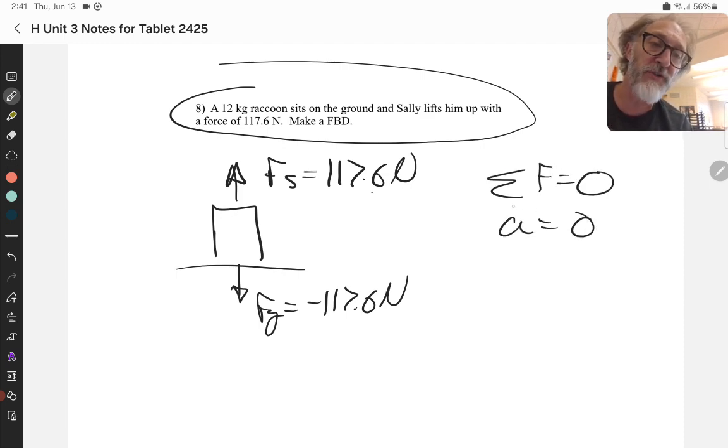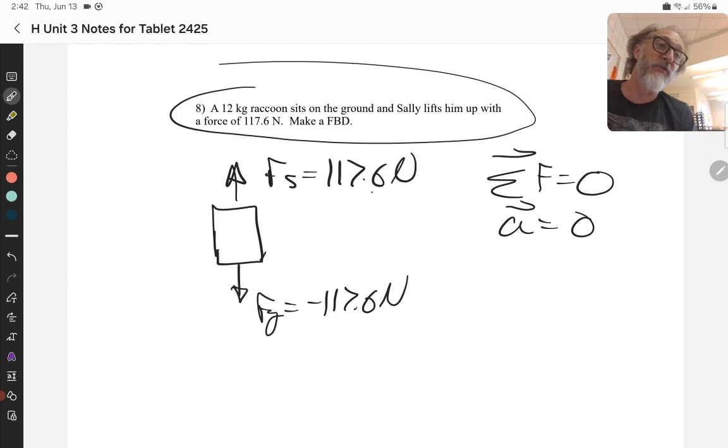My acceleration is 0. And the table, I could literally take it out and the dog wouldn't, or the raccoon, I guess. Why did I change it to a raccoon? Would not be moving, right? He's just hanging out, okay? All I've done is take the weight off of the ground, and now Sally's supporting the weight. Kind of a dumb example.